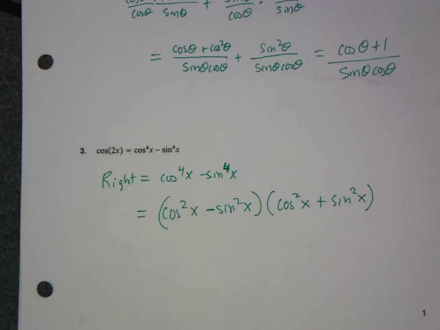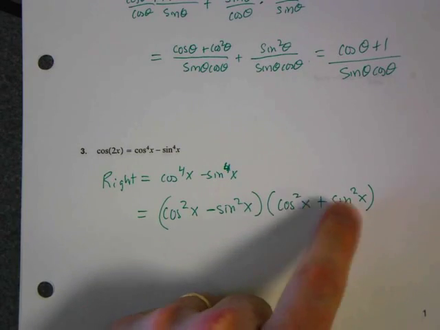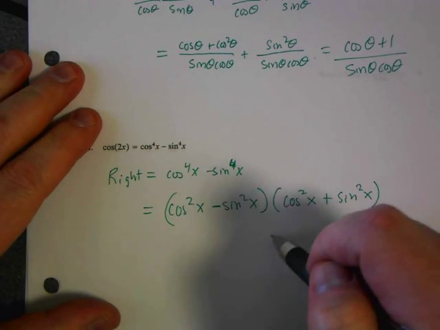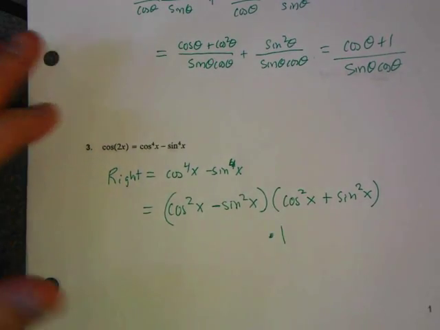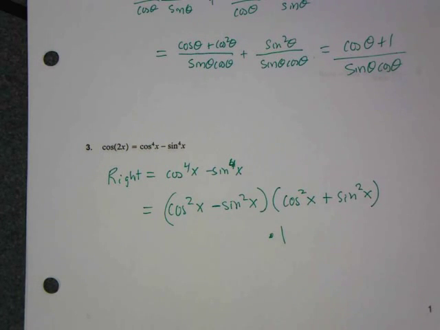That's the difference of perfect squares, because cosine to the 4th is cosine squared squared, and sine to the 4th is sine squared squared. Okay, great start. Now what? One of them equals 1. Which one? The one on the right. Cosine squared plus sine squared equals 1. And how about the one on the left? Oh, that's a double angle.